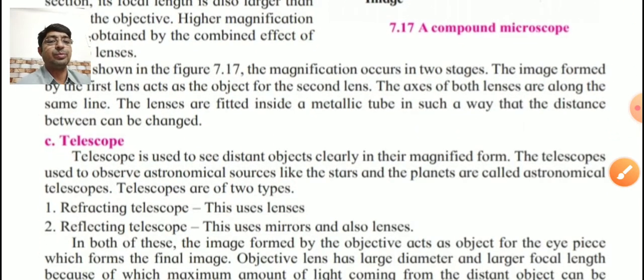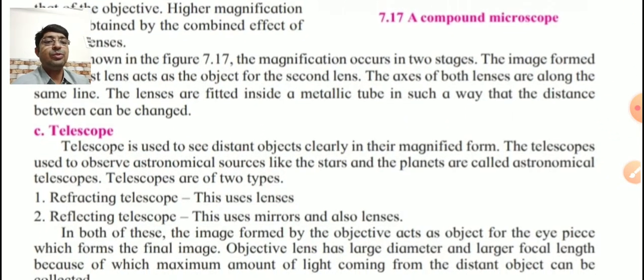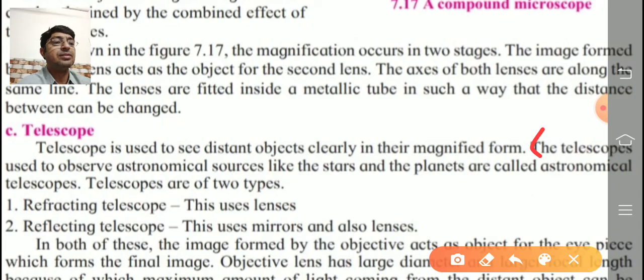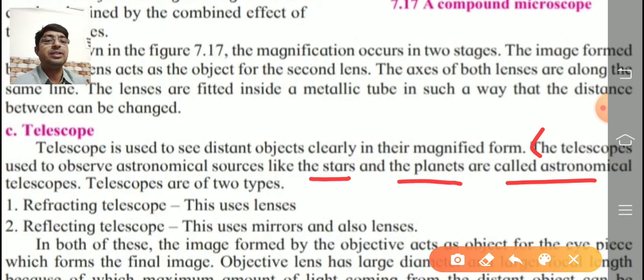Next, telescope. A telescope is used to see distant objects clearly in their magnified form. The telescope used to observe astronomical sources like the stars and the planets. Mark the definition. The telescopes used to observe astronomical sources like stars and planets are called astronomical telescopes.